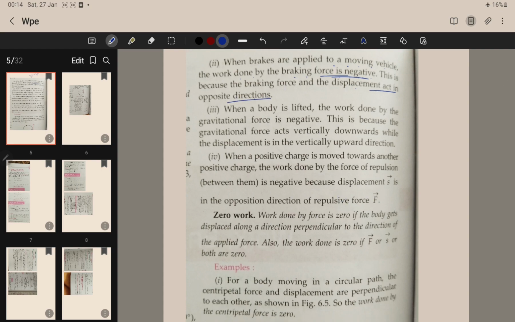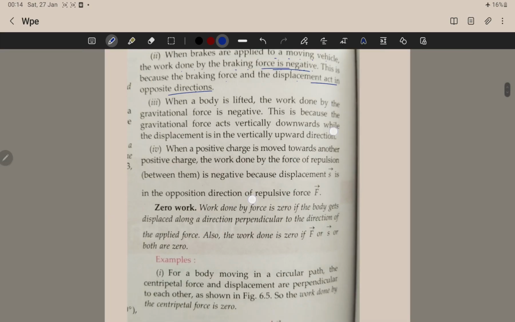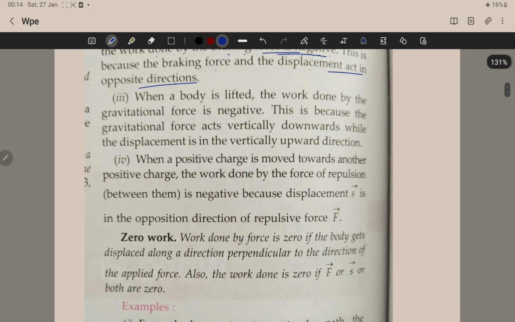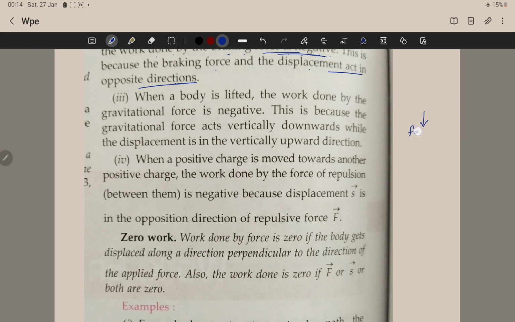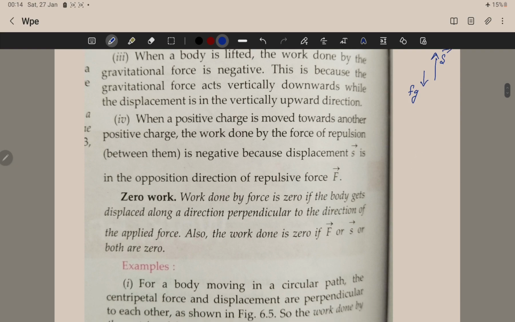Next, when a body is lifted, the work done by the gravitational force is negative. When we lift the body from the ground, the direction of the gravitational force is always downward, and if we are lifting the body upward, the displacement is upward. So the directions are opposite.